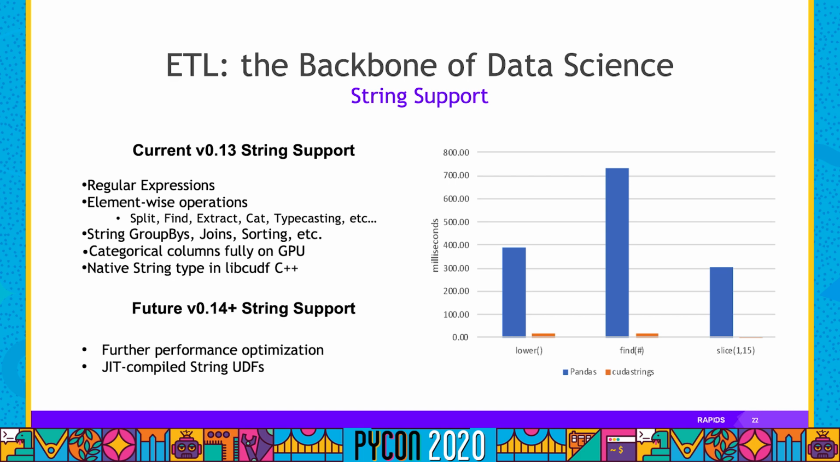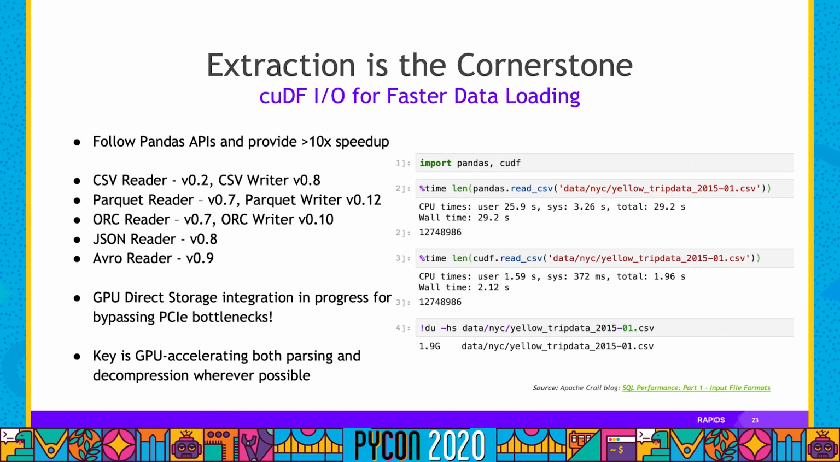And you can see here on the right-hand side, there's just some comparison between Rapids string support, or GPU strings, versus Pandas, and doing common things like making everything lowercase, finding, and slicing. Right? The slicing, you can't even see the bar. It's so fast. That's in milliseconds, by the way. Extraction is huge, right? Being able to load your data in faster just makes your whole workflow faster and easier and less of a chore.